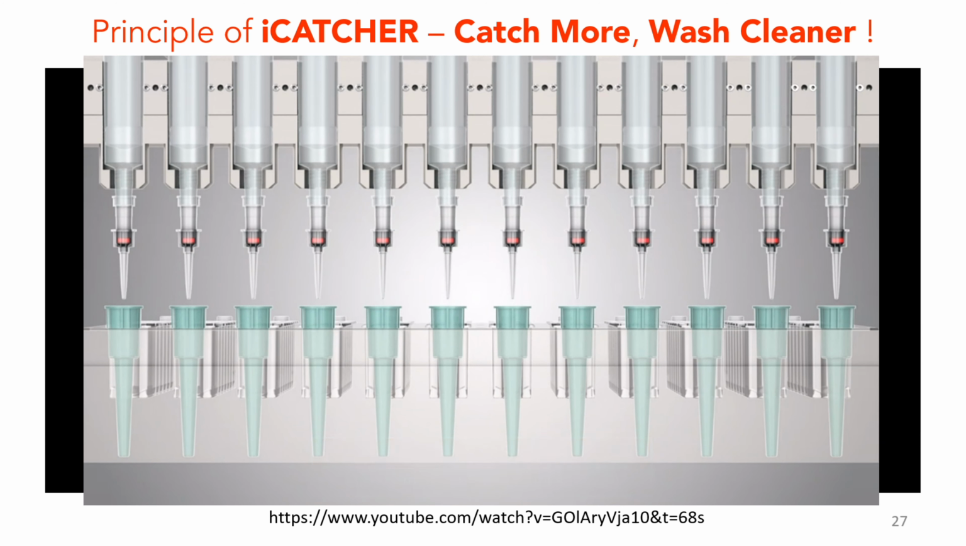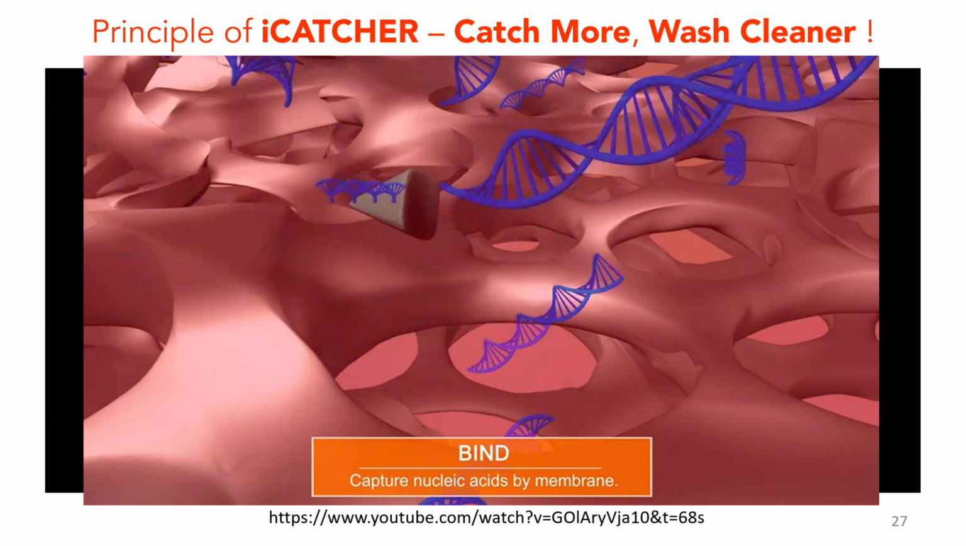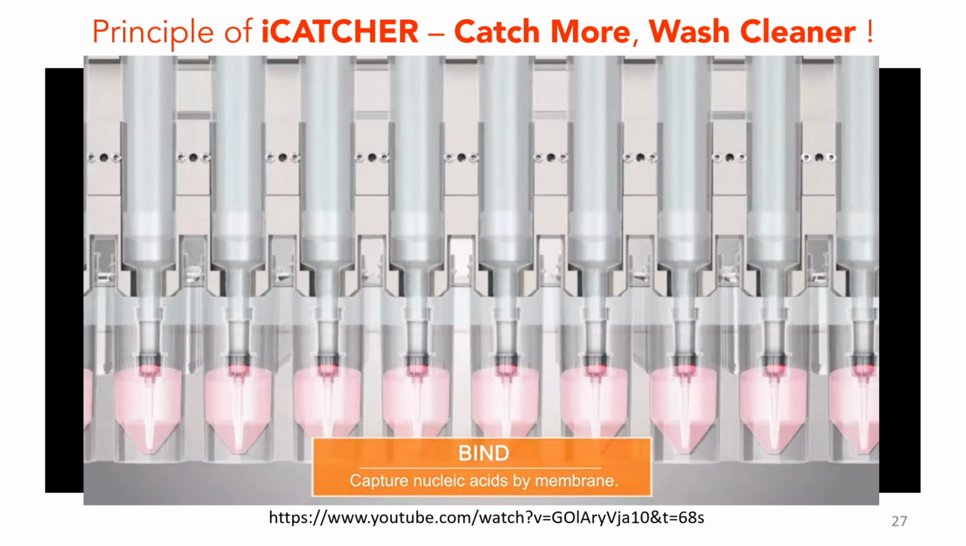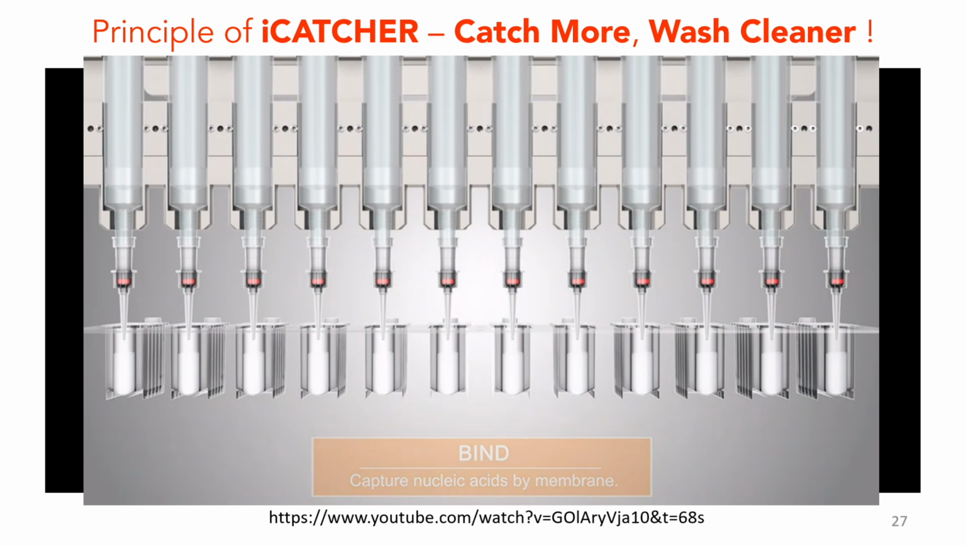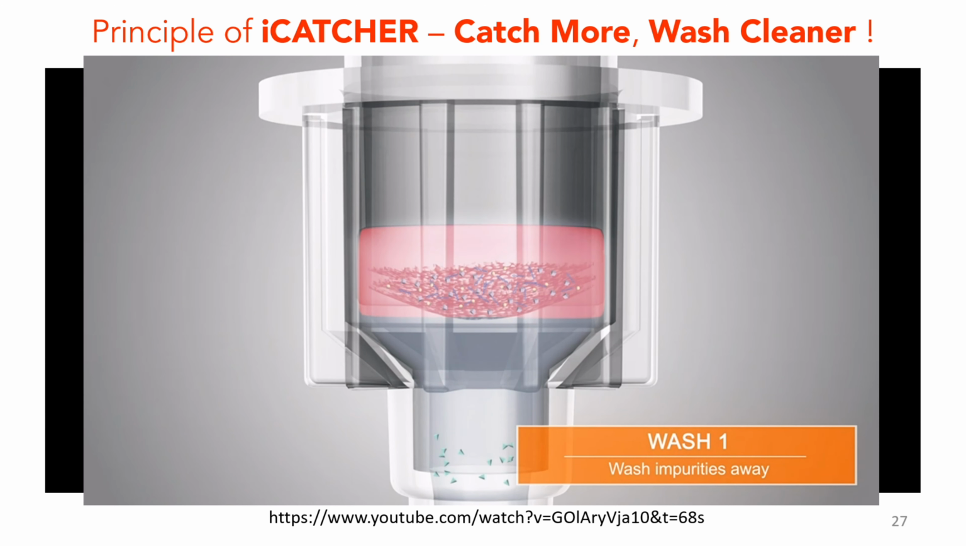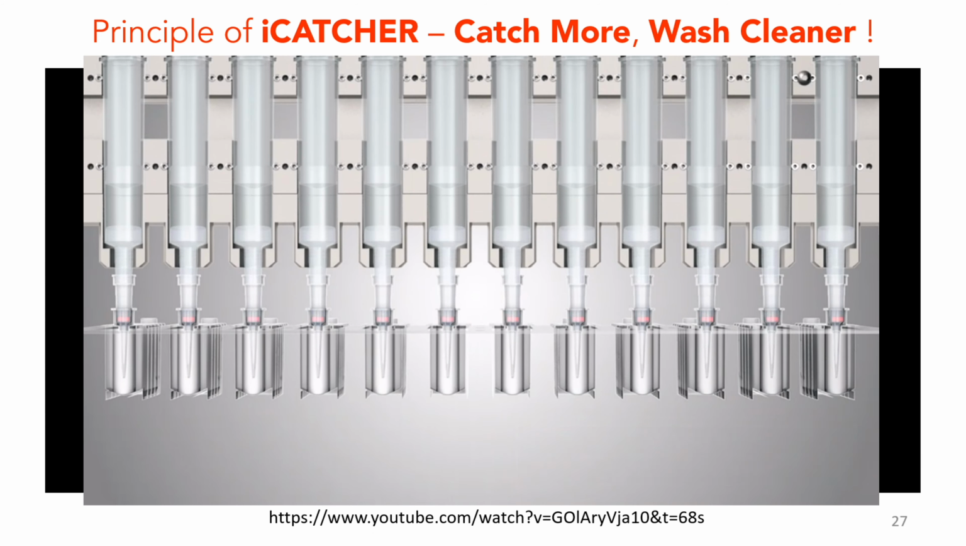And different from other systems, we use membrane column. We use membrane for binding. So therefore, we can get higher recovery rate, higher yield. And also during wash steps, we do not use batch wash. We use shower wash to wash away all impurities.